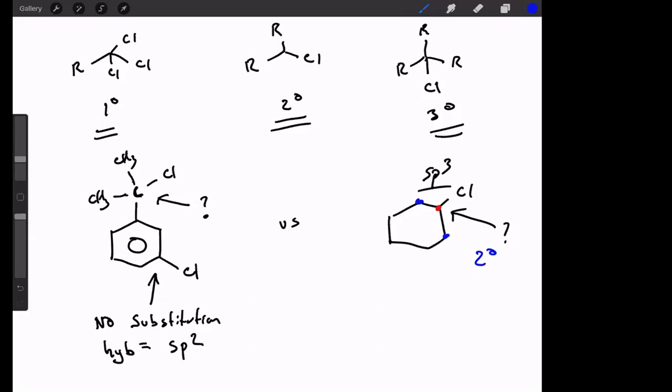So if the carbon is at the end of the molecule and thus only attached to one other carbon, it's primary. If the carbon is in the molecule and attached to 2 other carbons, it's secondary. And if the carbon is in the middle of the molecule and highly branched, attached to 3 other carbons, it's tertiary. So I'll just pause real quick, see if there's any questions about that. If not, then we're going to move on.